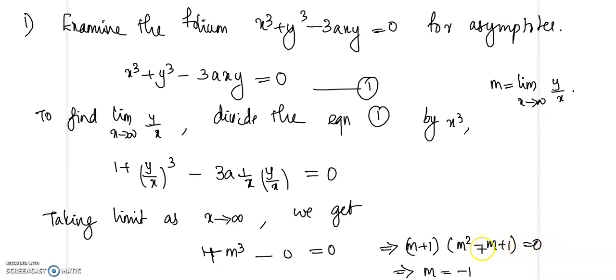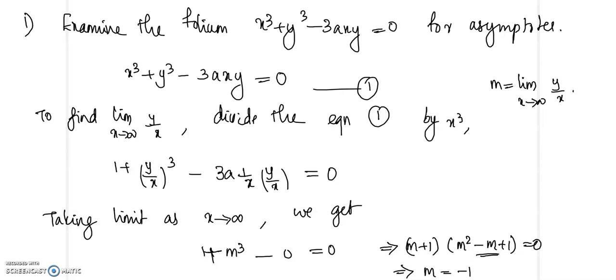Now when you find the roots of this equation, the second factor will have complex roots. So we need only the real roots. So the only value of m will be equal to minus 1. So that is the value of m. And now we need to evaluate the value of c. Now c is limit x tends to infinity y minus mx.